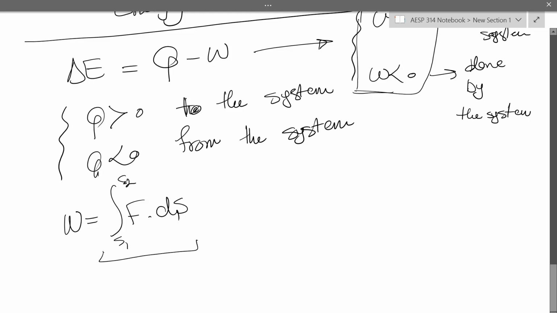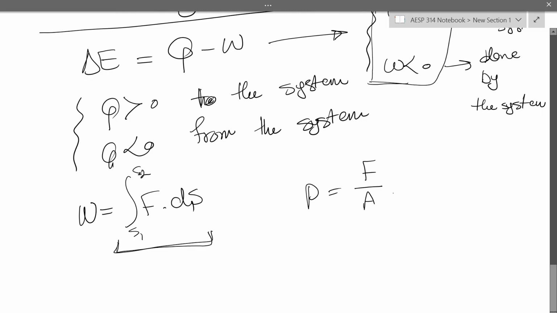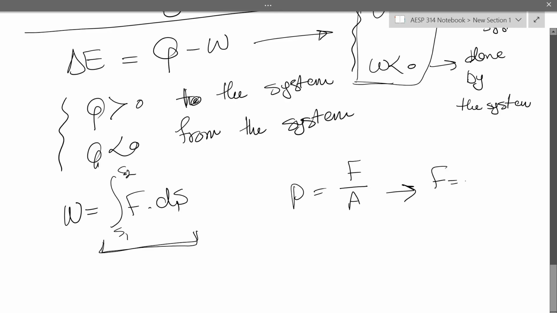Is there any way for me to transform this to an equation that is based on pressure, not force? Because we usually work with pressure, we don't really work with force, right? Think about it. What is the relationship between force and pressure? Pressure is force per area. So essentially we can say force is pressure multiplied by area, right?